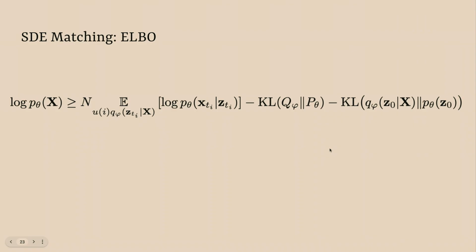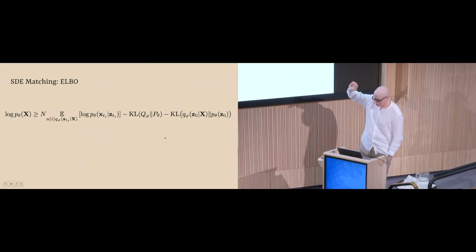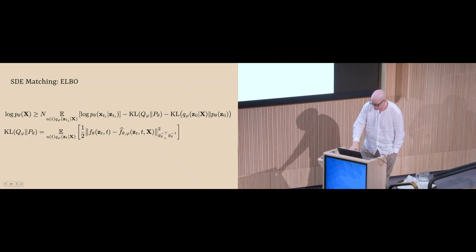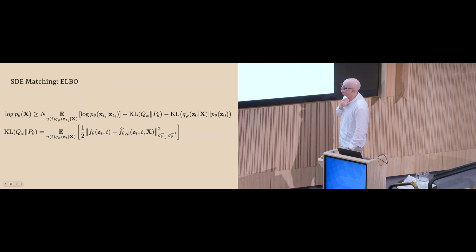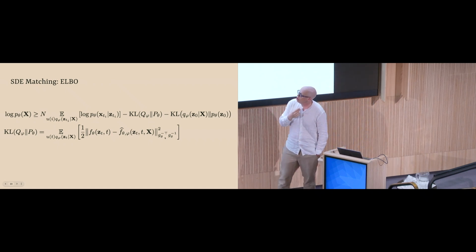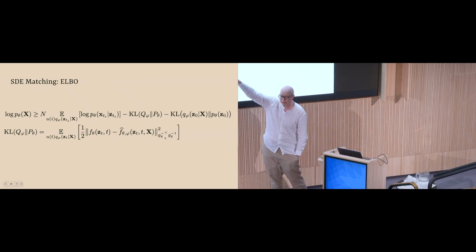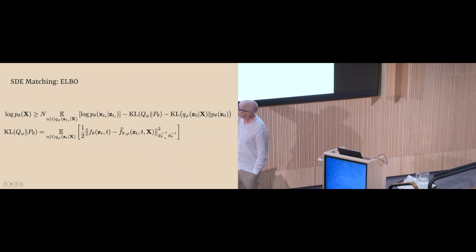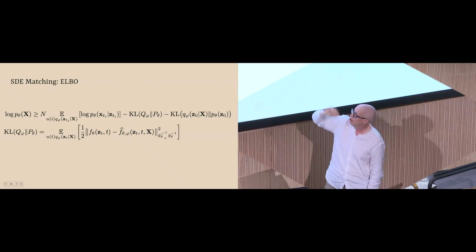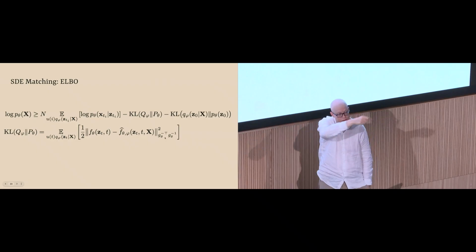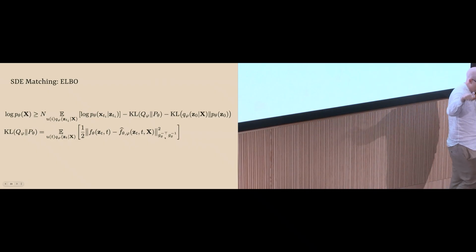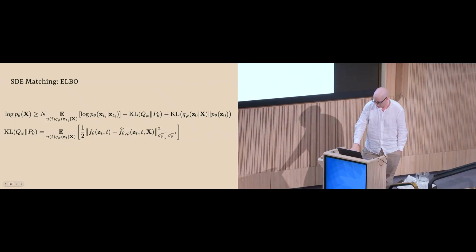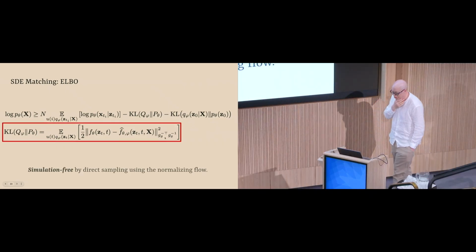So I made an argument that the score term, the problematic term that requires simulation, we could rewrite as an expectation with respect to the marginal distribution. So now we could estimate this stochastically, get an unbiased estimate of the score divergence by first randomly sampling a time, and then sampling using this normalizing flow from that time point. So this is simulation free.